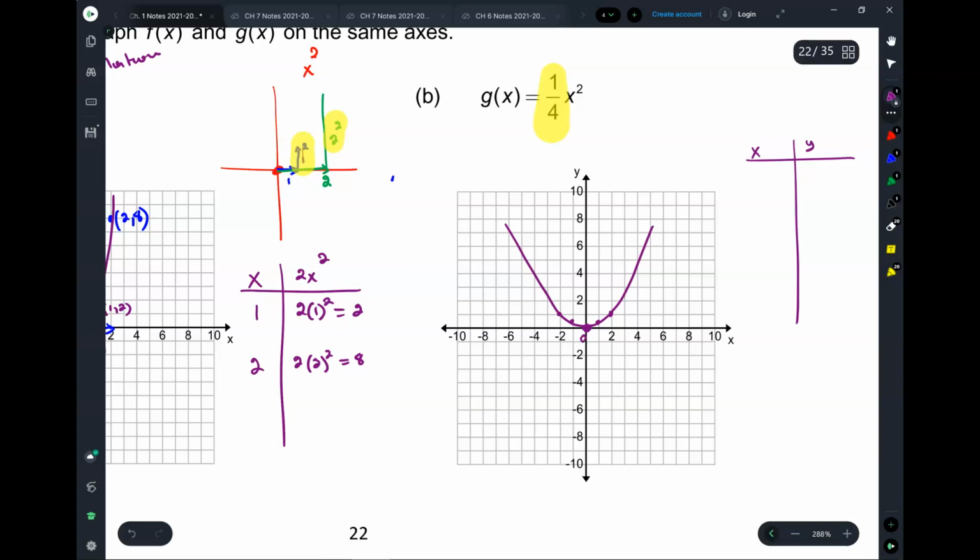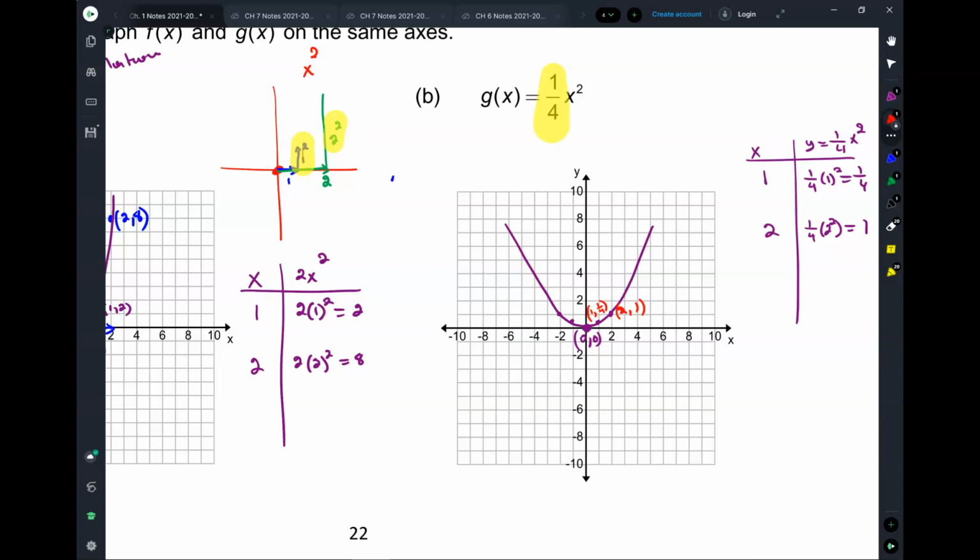So here we go. The vertex was at 0, 0. X is 0. The points that you pick here are going to be 1 to the right and then another 1 to the right. And then plug them in here. So you get 1/4 times 1 squared is 1/4. And then 1/4 times 2 squared is 1. So this one is 2, comma 1. And this one is 1, comma 1/4.